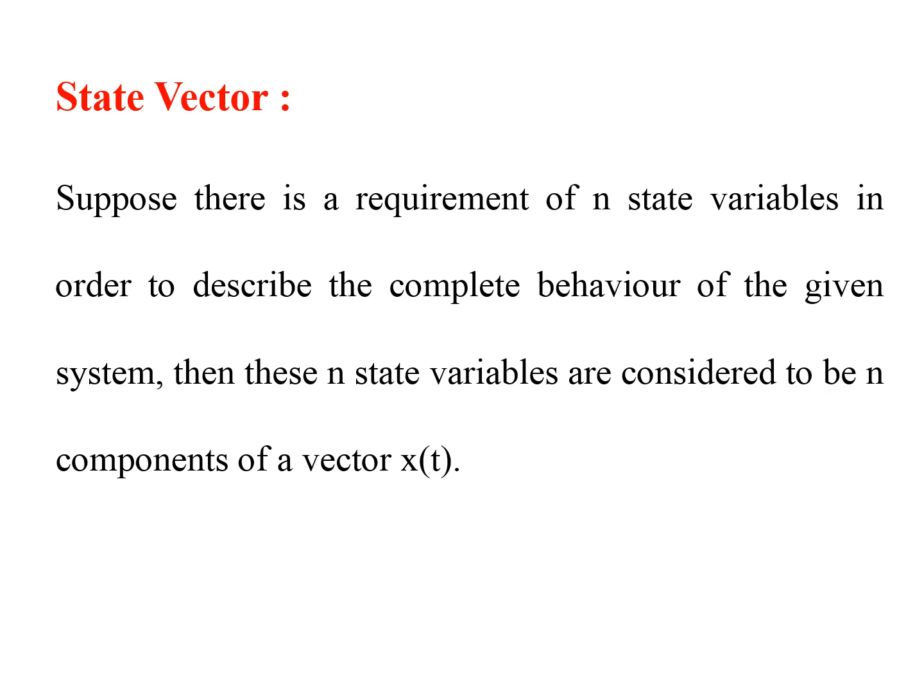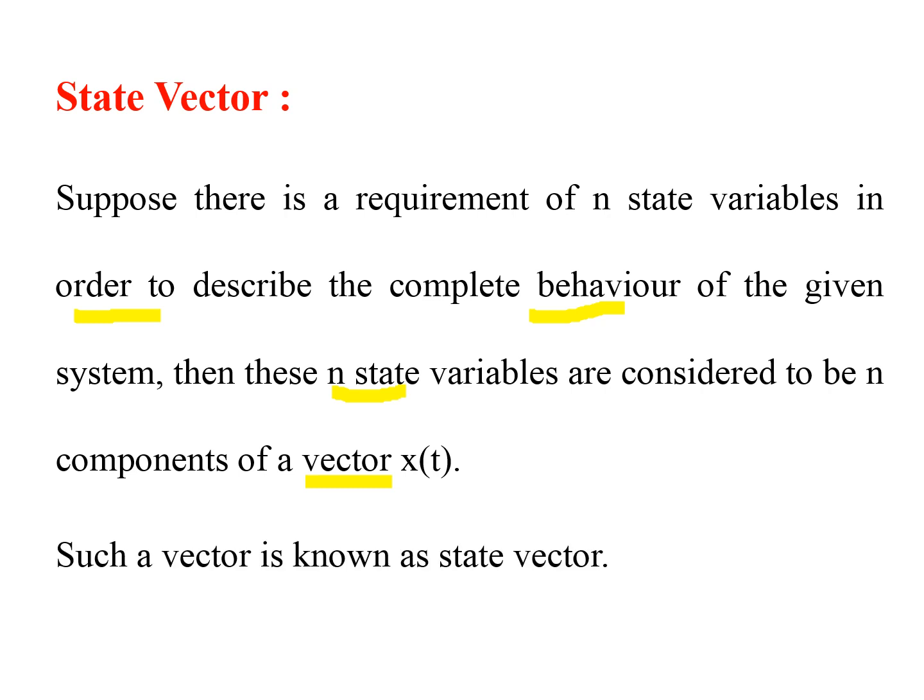And the next one is the state vector. We already know that the state variables can be represented in one vector, that is nothing but the state vector. That is, there is a requirement of n state variables in order to describe the complete behavior of a given system, then these n state variables are considered to be the n components of a vector. Such a vector is known as the state vector.